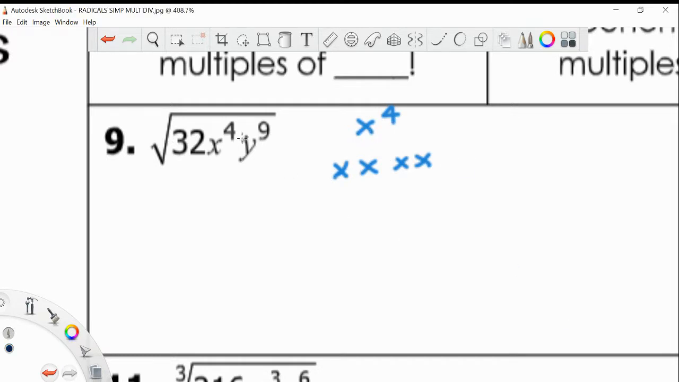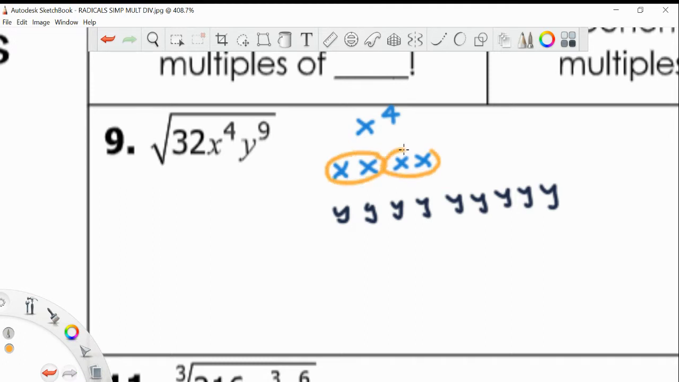And then we've got 9 y's. 1, 2, 3, 4, 5, 6, 7, 8, 9. You can tell my y's actually kind of got better as I practiced them. And so, now that we've got our letters written out, all we have to do is say, how many of them do we want to circle at a time? We want to circle 2 of them because we've got square roots and we need pairs for squares. Nice little rhyme there.